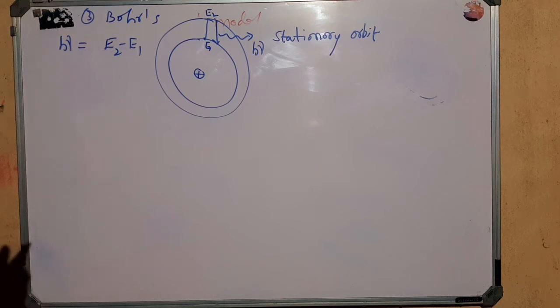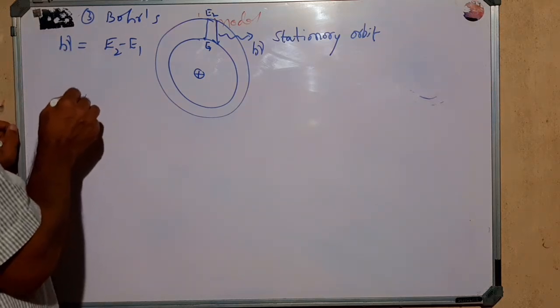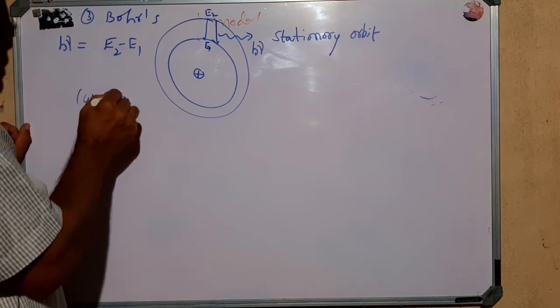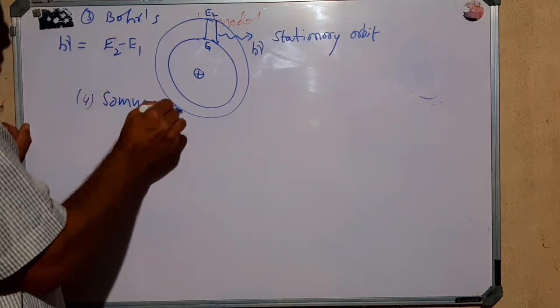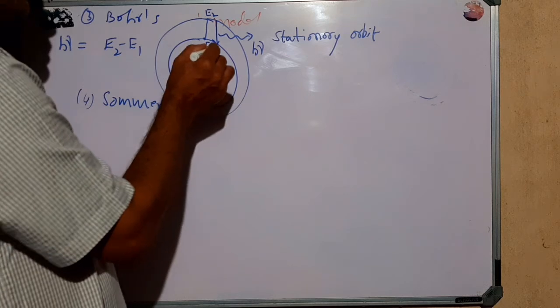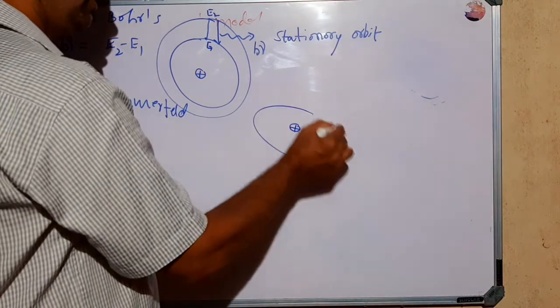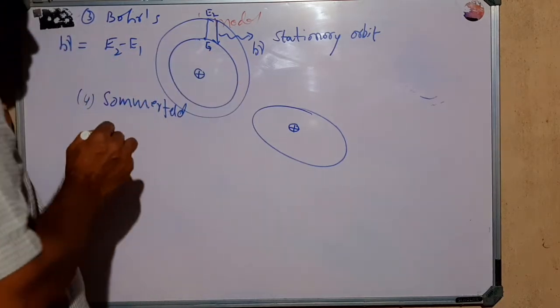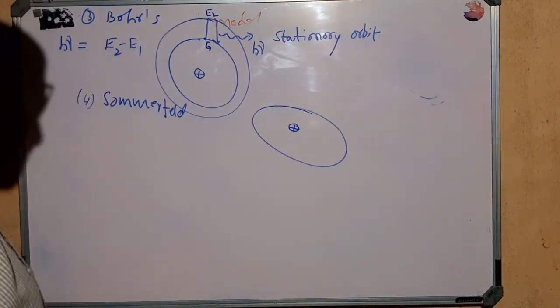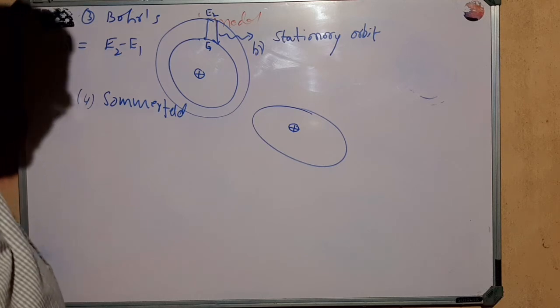In order to overcome the difficulties, Sommerfeld made the correction. That is nothing but the Sommerfeld model. According to this model, electrons need not revolve around the nucleus in a circular orbit. Electrons will revolve around the nucleus in an elliptical orbit. A circular orbit is a special case of this, that is, major axis is equal to minor axis.